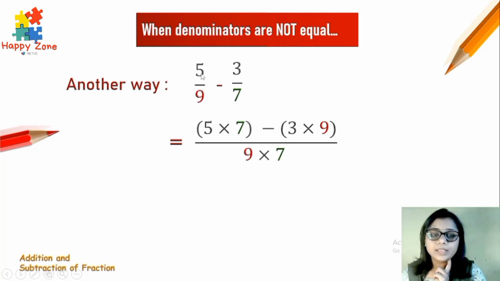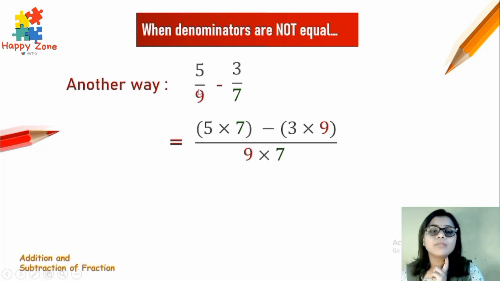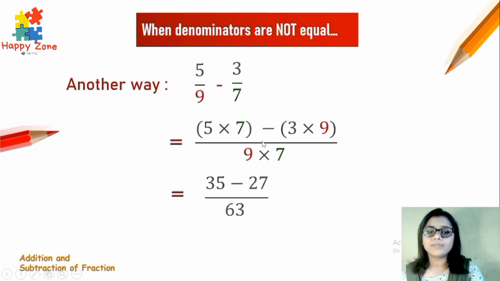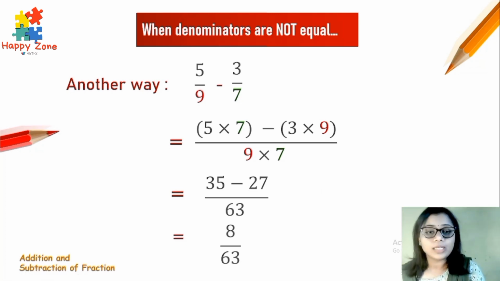Then this numerator will be multiplied with the denominator of the other fraction, and this numerator will be multiplied with the denominator of the previous fraction. So what is happening here? 5 into 7 minus 3 into 9. If you do it in this way also, 5 sevens are 35, 3 nines are 27, 9 sevens are 63. So now you have a common denominator, and you just do the subtraction, which will give you the answer as 8 upon 63. I hope you are clear with this method also.